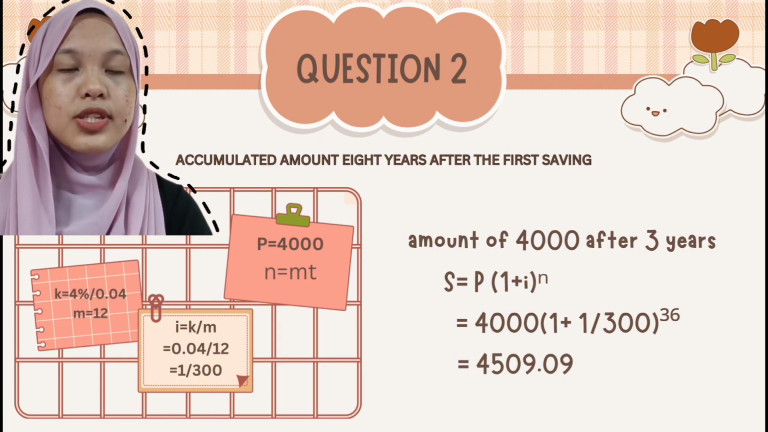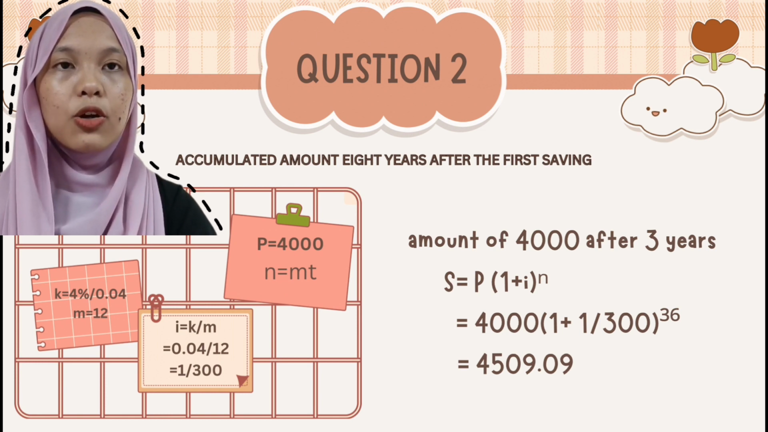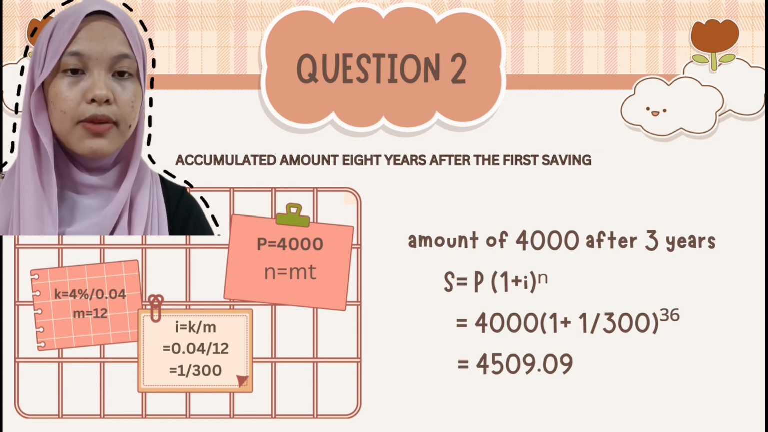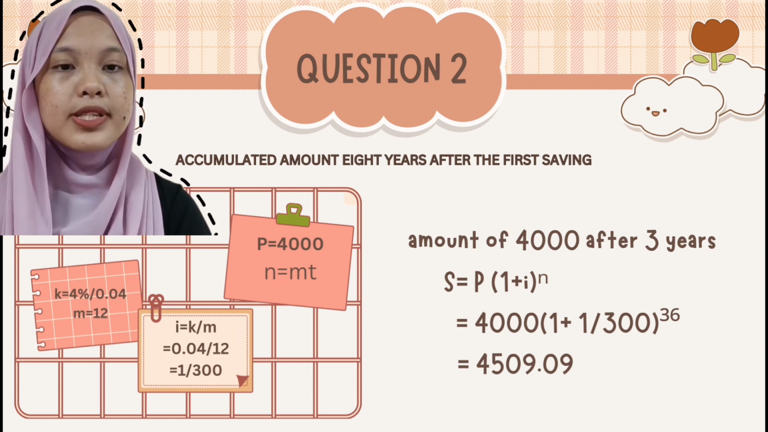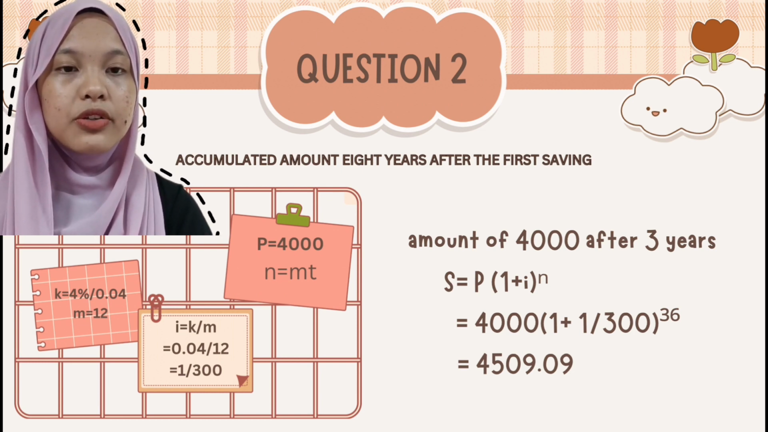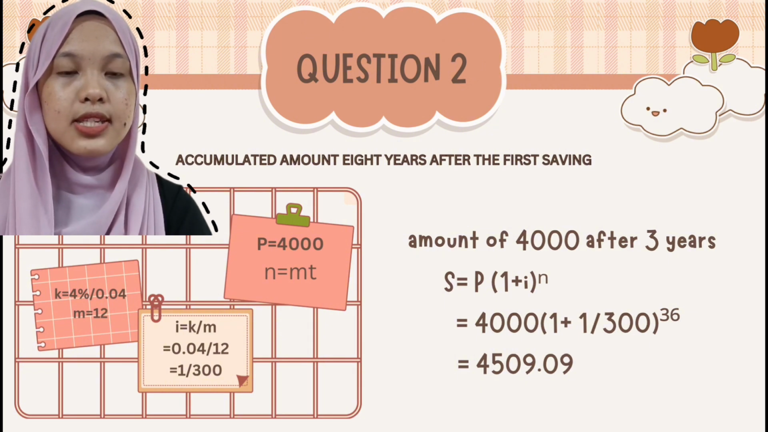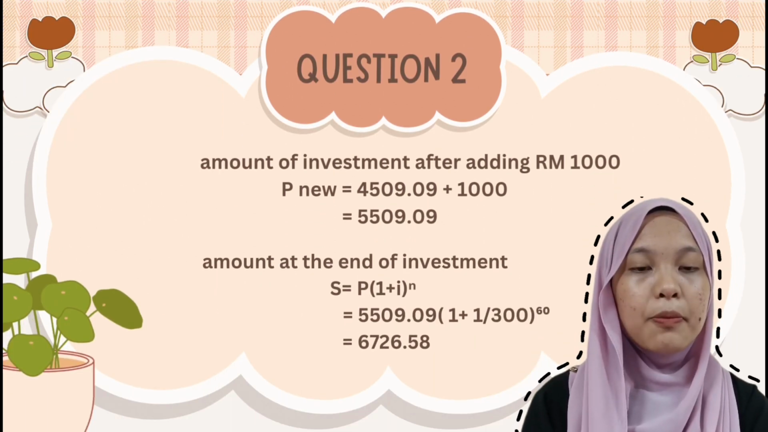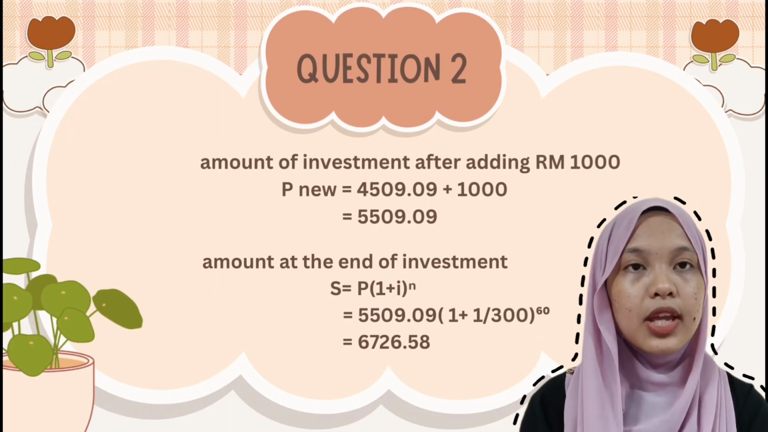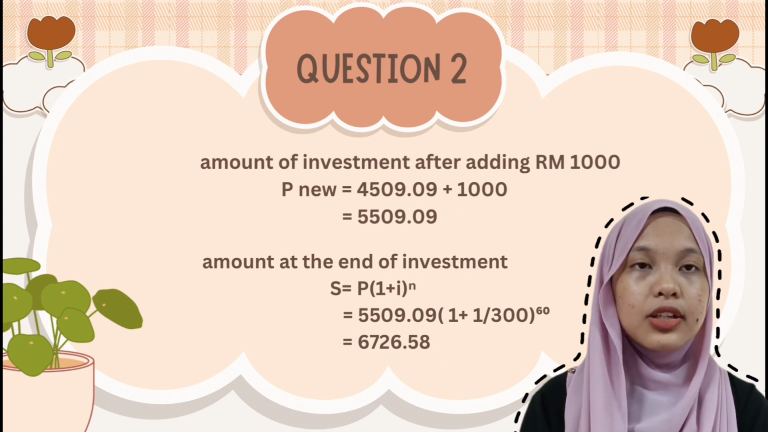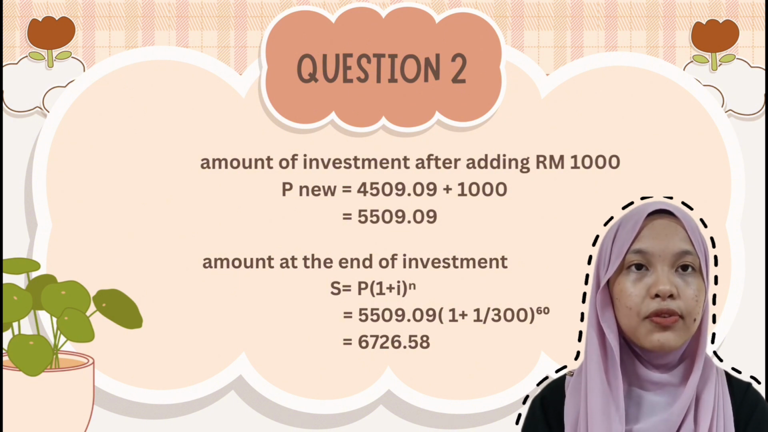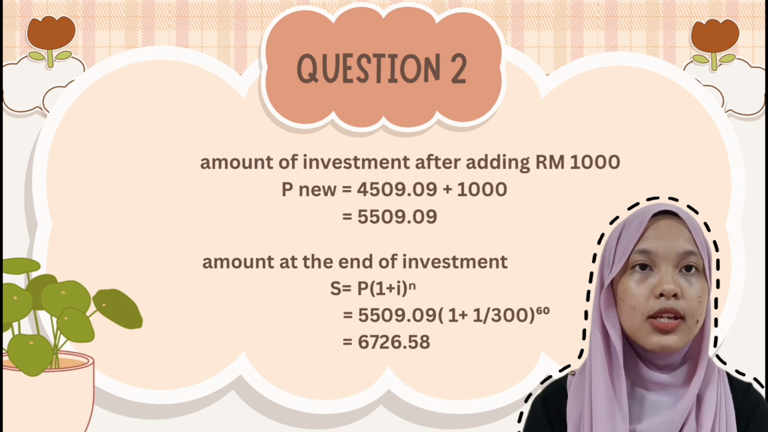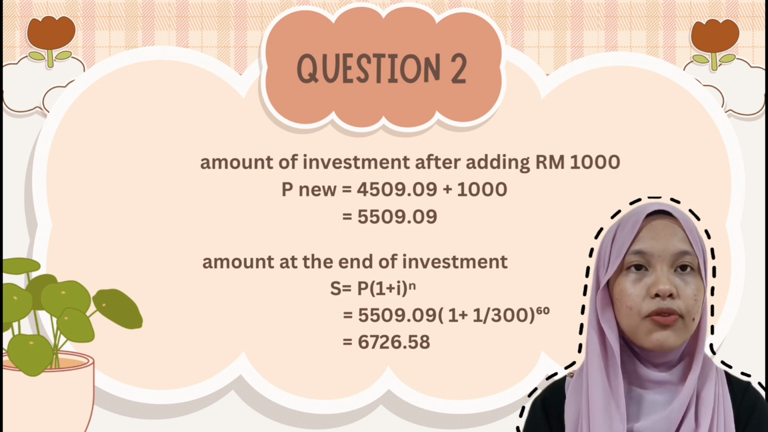The formula that we use is S equals P, open bracket 1 plus i close bracket to the power of n, equals 4,000 open bracket 1 plus 1 per 300 close bracket to the power of 36. So the answer is 4,509.09. The second step, you need to find the amount of investment after adding 1,000 ringgit. It is called P new. P new equals 4,509.09 plus 1,000. So the answer is 5,509.09.